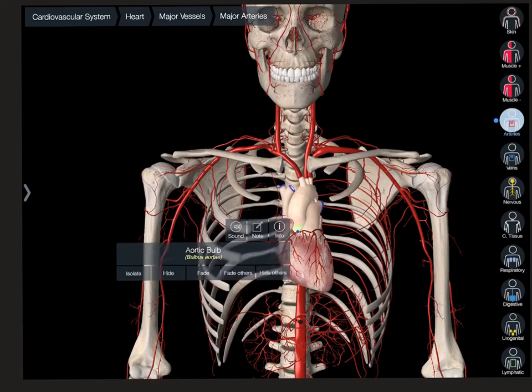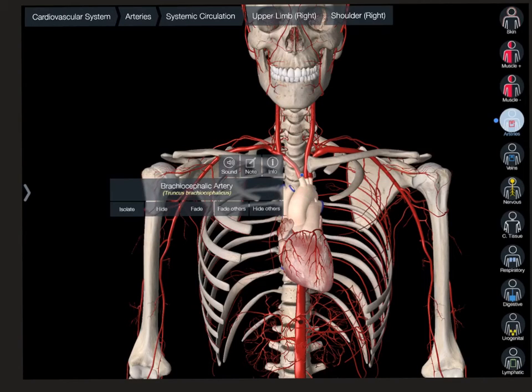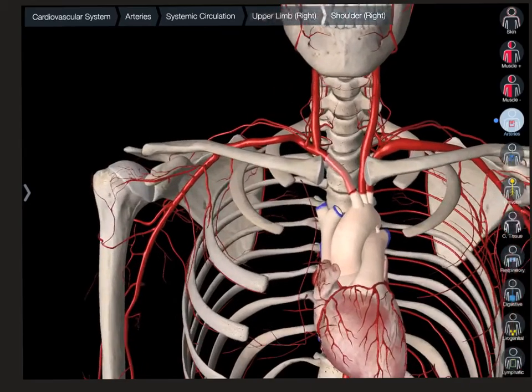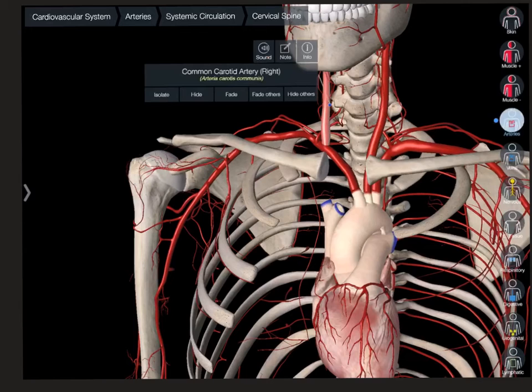So we have our ascending aorta, and then our aortic arch. And then let's start with the right side. On the right side, remember, it starts with that brachiocephalic artery, that first large branch on the right side, and then it branches up to the neck.